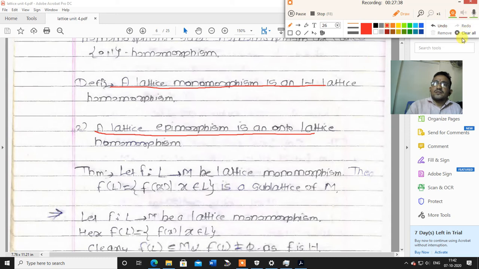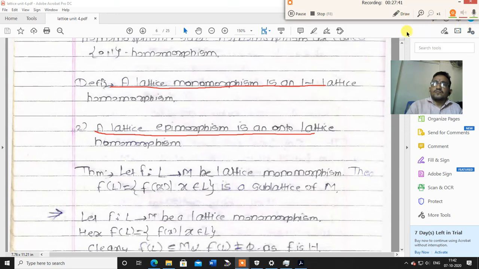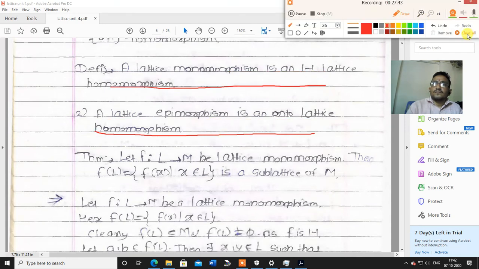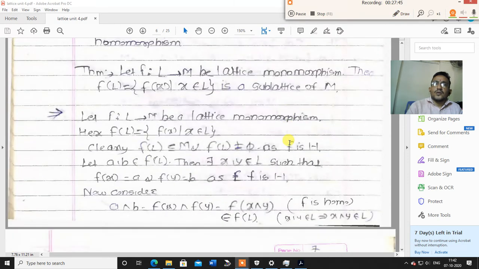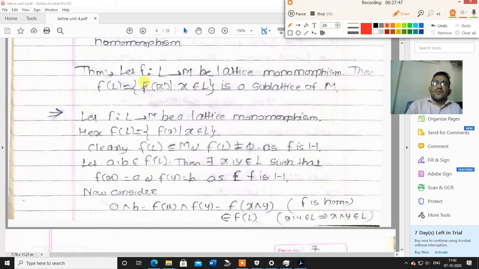So we define a theorem here. Theorem: let f be a function from L to M which is a monomorphism. In a monomorphism the function is one-one and it is a lattice homomorphism. Then the image f of L, this is the image of L, is the set of all elements f of x such that x is an element of L.